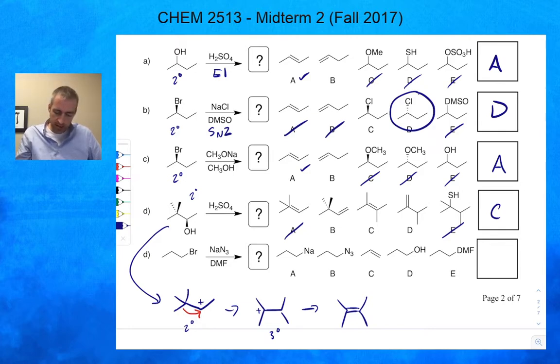In D, we have sodium azide, which is a strong nucleophile reacting with a primary alkyl halide in a polar aprotic solvent. All of these are pointing strongly towards an SN2. So the nucleophile here is N3 minus, and that's going to replace the bromine, which is going to be B. A is not going to be the case. It's not going to go elimination, so C isn't correct. D and E don't make any sense either. So definitely B in this example.